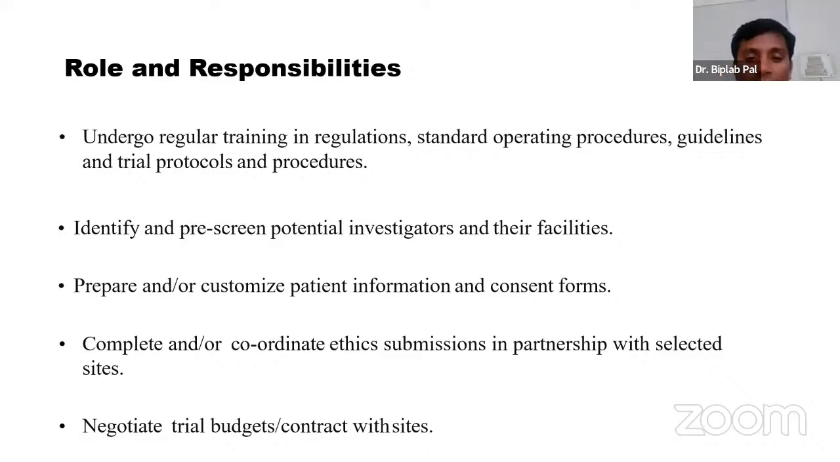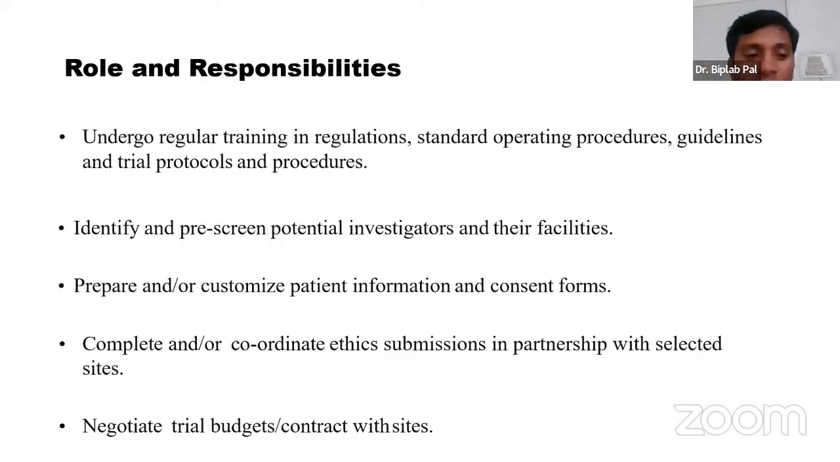Pre-screen potential investigator. Potential investigator means who has a good patient pool, who can give enough patients to a particular site. So pre-screen potential investigators and their facilities. What facilities are we talking about? For running the clinical trial, maybe we need echocardiography, maybe a PET scan, an MRI. Whether that hospital is able to provide these facilities or not.